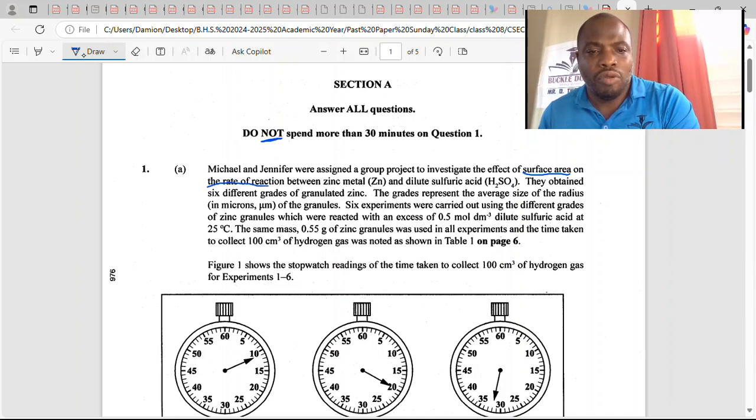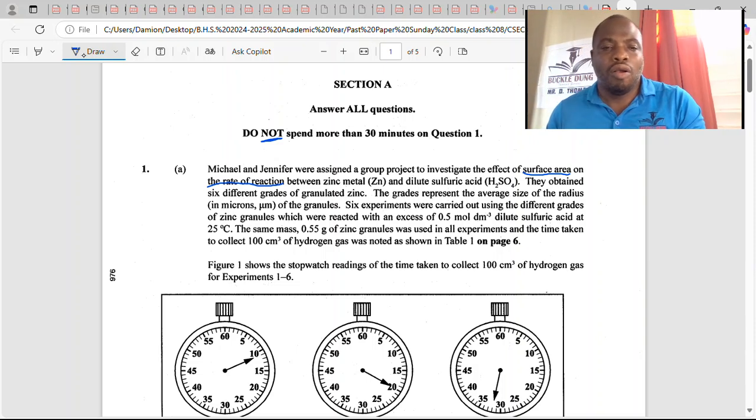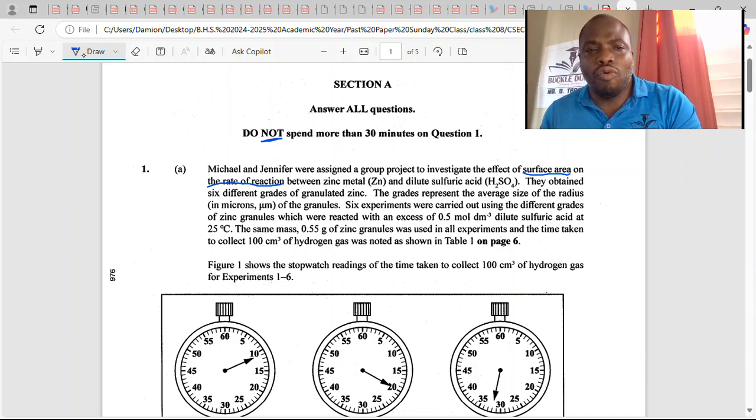Now, rate of reaction is basically how products are created, or the time in which reactants combine to form products. So how fast they do that. Now, there are several factors that affect rate of reaction. Maybe this question will ask you some of those. And one of the factors is surface area.